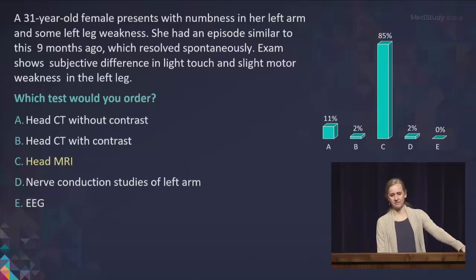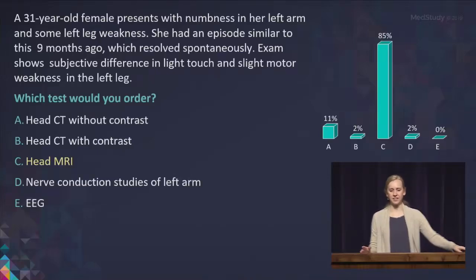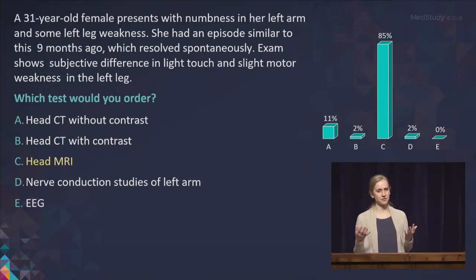Perfect. Head MRI. That's great. I think that the hint here is that she had a similar episode 9 months ago that went away, which is why you know that this is probably multiple sclerosis and that you need a head MRI. The other thing is that she doesn't really have any pain in her head with it, which with an intracranial hemorrhage, you would really expect her to have head pain.